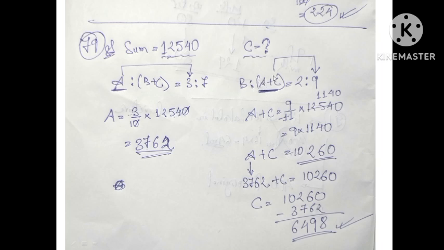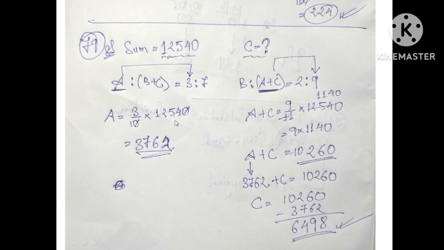This has to be taken together as a single unit. If you calculate this, you can divide 1254 by 11, which gives 114, and it will be 10,260. So A plus C is 10,260. Now to find C, we need to know the value of A.